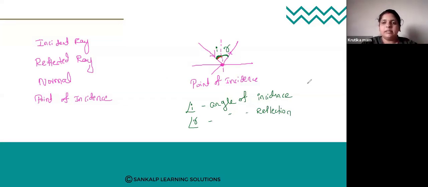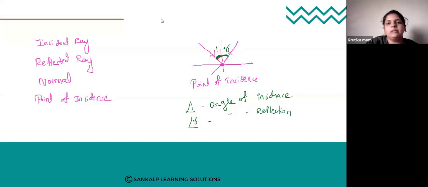Sometimes in 1 mark they will ask, what is angle of incidence? Angle of incidence is the angle between the incident ray and the normal drawn. What is angle of reflection? It is the angle between the reflected ray and the normal drawn. So these points please remember.